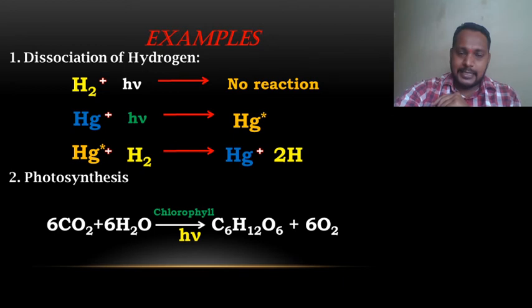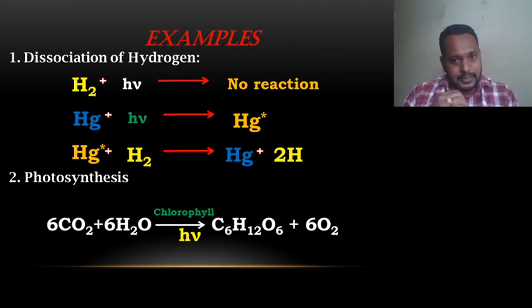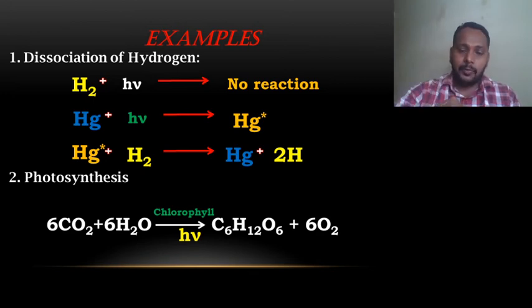See, in this case, this mercury vapor or mercury atom acts as a sensitizer, and our reactant molecule is H2, and our product is two hydrogen atoms, that is, the dissociated hydrogen molecule. This is the best example of a photosensitized reaction.